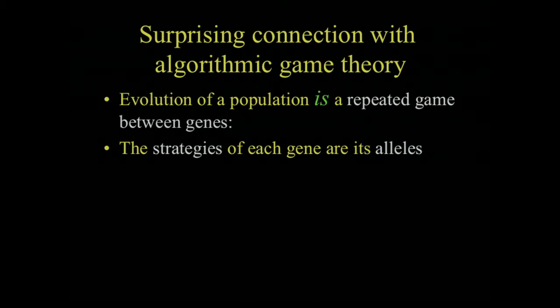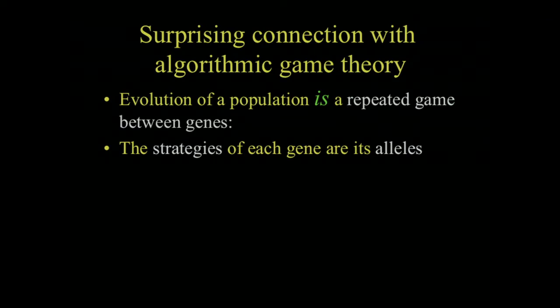So basically what I'm saying is the following: if you are thinking about how a particular population, the flies in Berkeley, evolves, what is happening? It turns out that it's the same. You can think of it as the genes in the fly's DNA sitting around the table and playing a game. The strategies of each gene are its alleles. By alleles, I mean gene variants, and there are a few gene variants for every gene in the population.